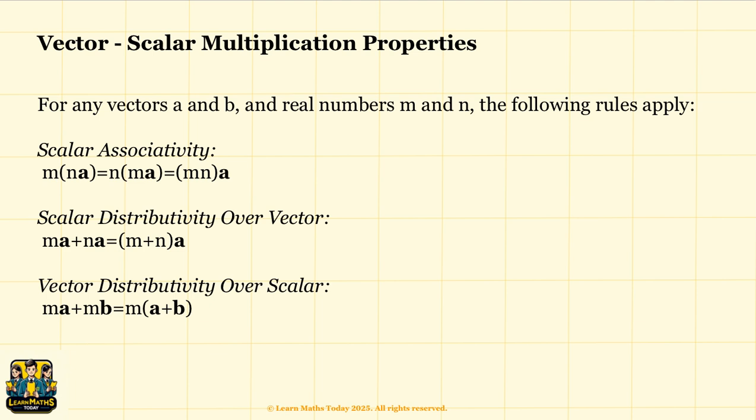Lastly, the law of vector distributivity over scalar. This rule is about factoring out a common number, called a scalar, from two scaled vectors. When you see ma plus mb, it means you take vector a, scale it by m. You also take vector b, scale it by m. Then you add the results together. But instead of doing that in two separate steps, this rule lets you do it in one step. First, you add the vectors a and b. Then you multiply the result by m. So the equation says you can stretch first then add, or you can add first then stretch.